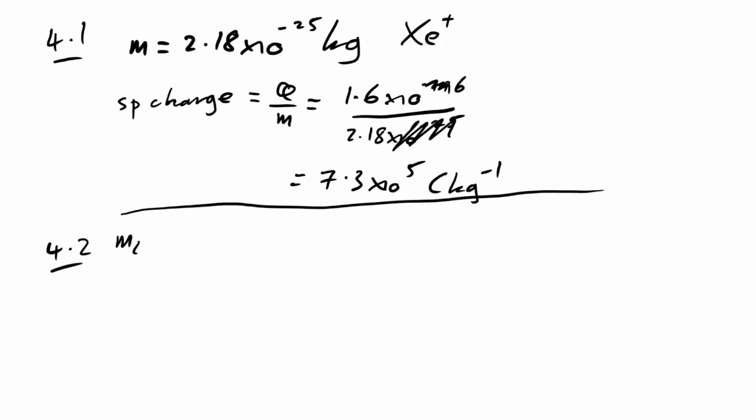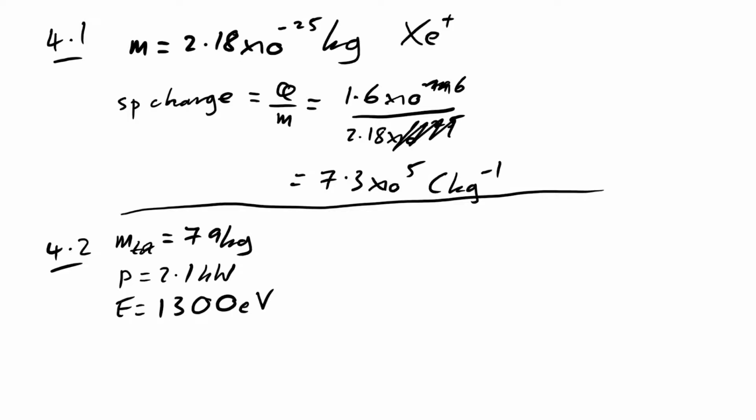4.2, we have the total mass of xenon. We have 79 kilograms. We have a power of 2.1 kilowatts. Energy gained by each xenon is 1,300 electron volts. We're going to have to turn that into joules. Why not? Let's do that now. So that's, let's go to 2 sig figs, 2.1 times 10 to the minus 16 joules. And actually, that's all we're being asked to do for question 4.2, so that's nice.